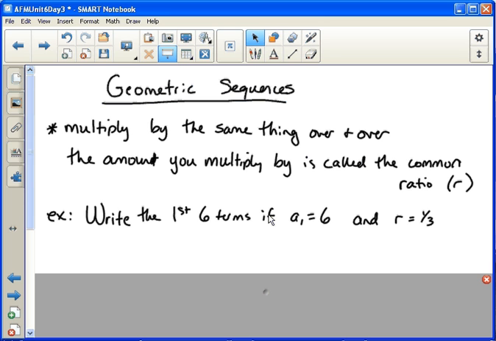So, just for an example of what they might ask, they might say write the first 6 terms given that the first term, that's A1, is 6, and R equals 1/3. Well, just remember, R is the common ratio, so that's the number you'll be multiplying by every time.